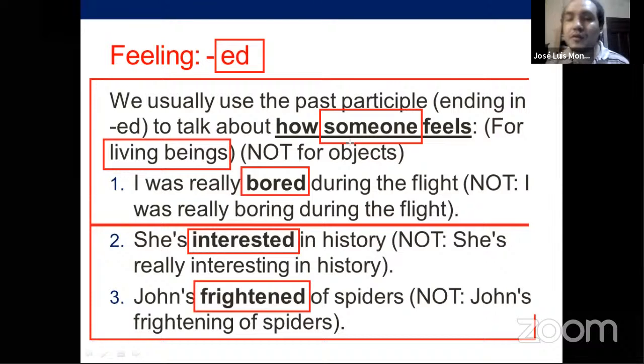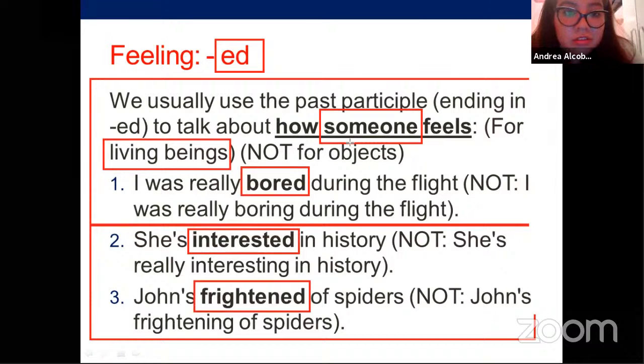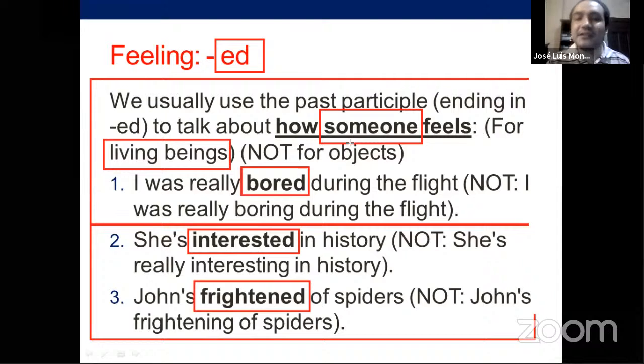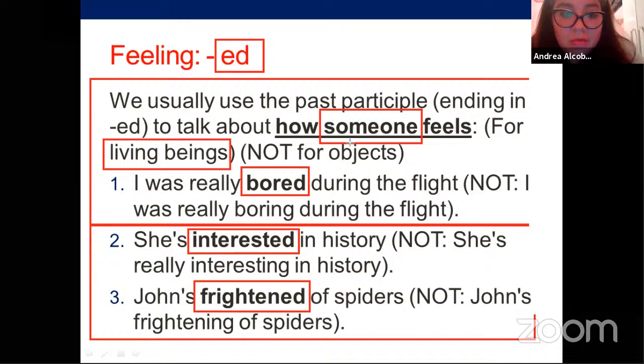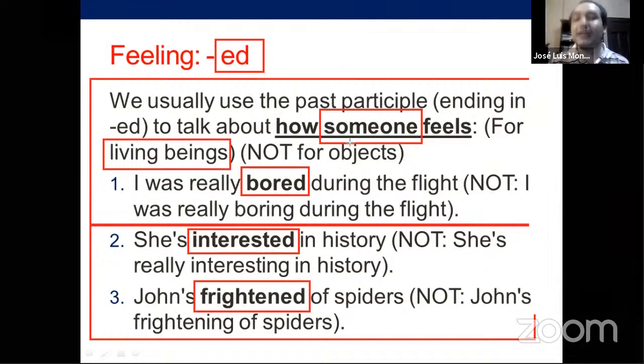This question is for you, Andrea. This sentence, if I say the party is bored, is that sentence correct or incorrect? The party is bored. I think that it's incorrect. Yes, that's correct, right? Why is it incorrect, Andrea? Because a party maybe is like an object. Yes, correct, and that's perfect, Andrea.